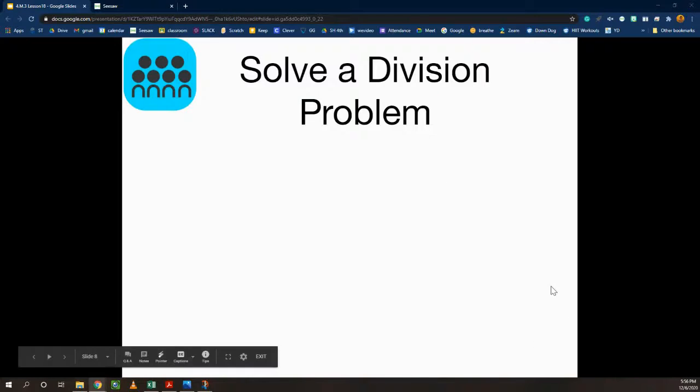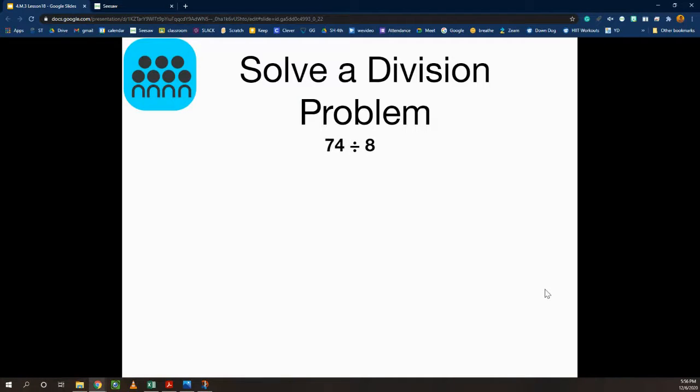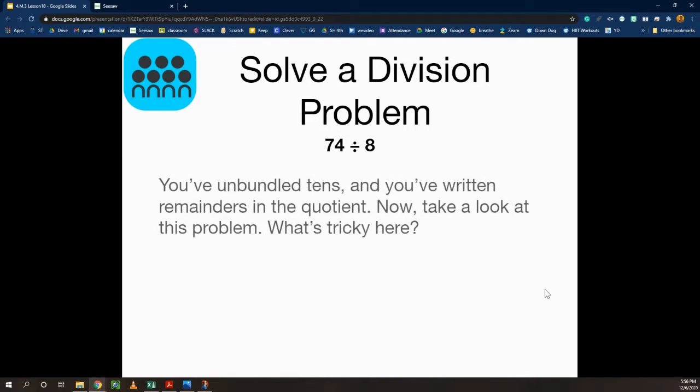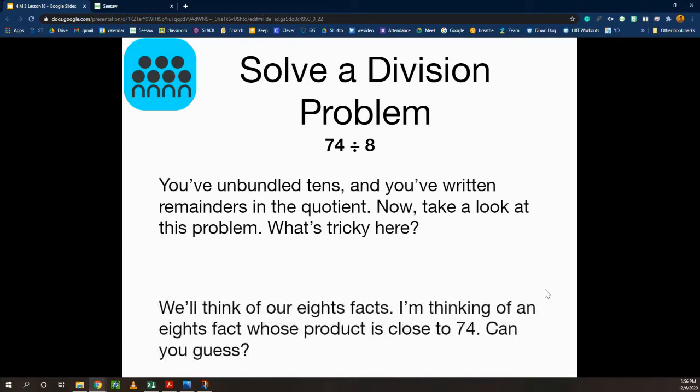Now we're going to start thinking about this in terms of mental math. If we have the problem 74 divided by 8 and we want to solve it, we've unbundled the tens and we've written remainders in the quotient. Now we're going to take a look at this. What's tricky here? Well, we can think of our 8 facts. And I'm thinking of an 8's fact whose product is close to 74. Can you guess it? Take a second and think and say it out loud if you want.